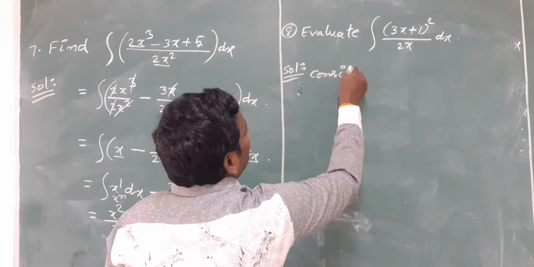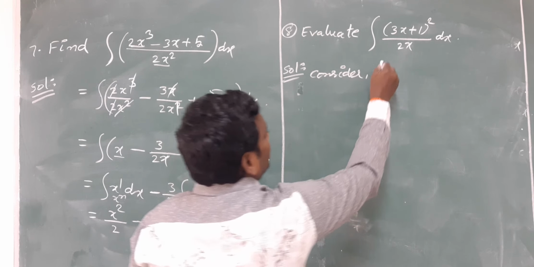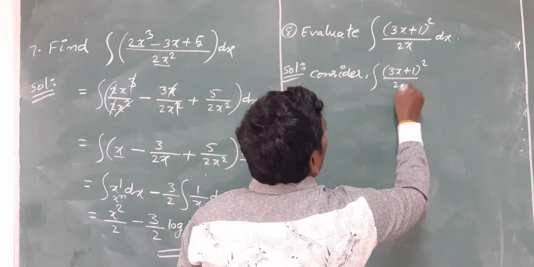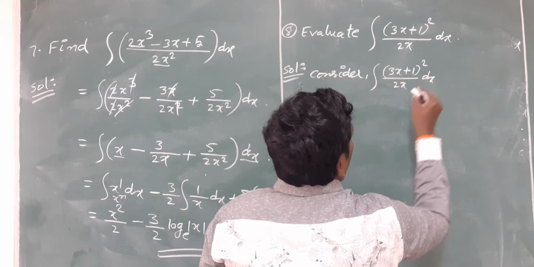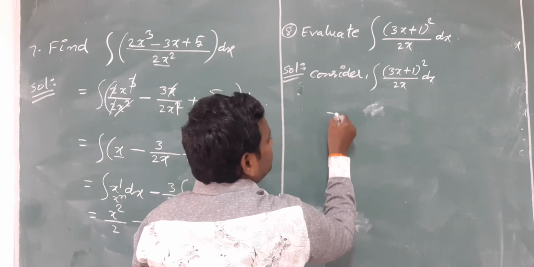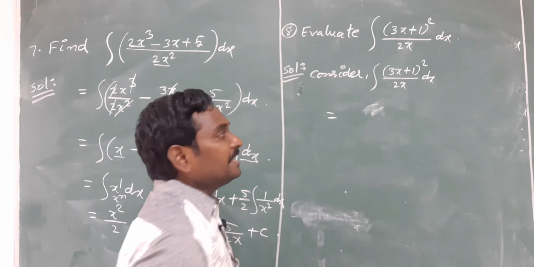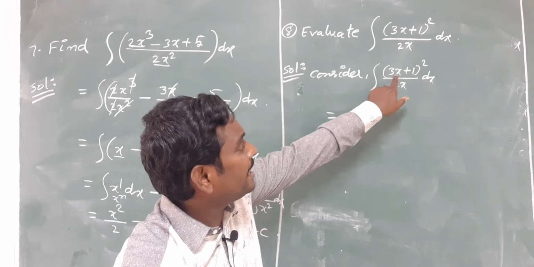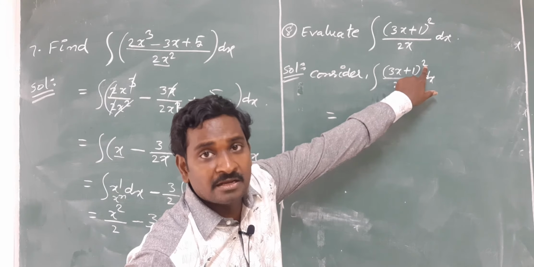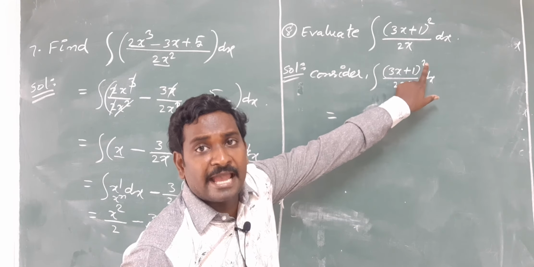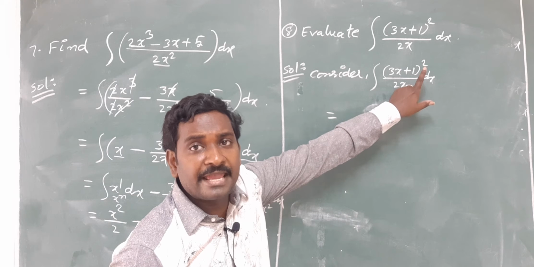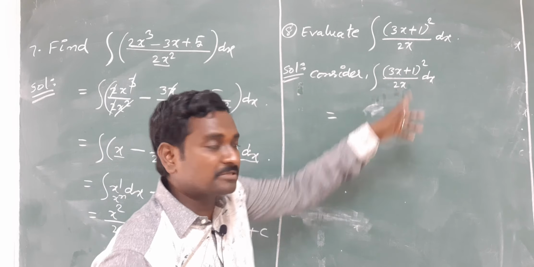Consider the given integral: the integral of (3x + 1) whole square by 2x dx is equal to... We observe that in the numerator the term is in the form (a + b) whole square. That's why first you should expand the numerator using (a + b) whole square, which is nothing but a square plus 2ab plus b square.